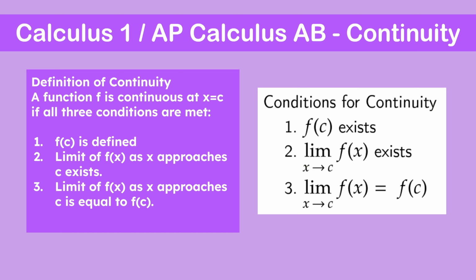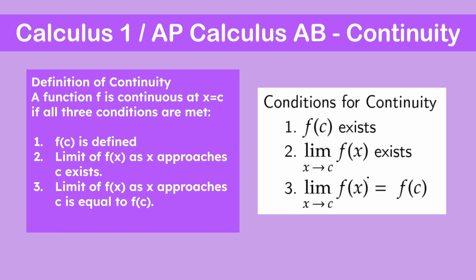Okay, so now let's finally talk about the definition of continuity. A function f is continuous at x equals c if all three of these conditions are met. f of c is defined, the limit of f of x as x approaches c exists, and the limit of f of x as x approaches c is equal to f of c.